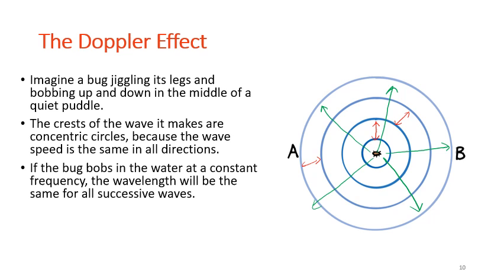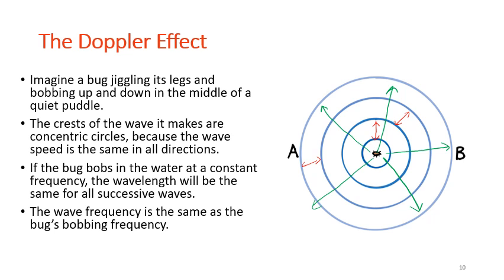All these concentric circles, and the distance between two crest points as shown here, this gap, and the frequency of the bug jiggling its legs are the same. That means the wave frequency and the frequency of jiggling legs are the same. The frequency of the source and the frequency of the wave are the same in this case.